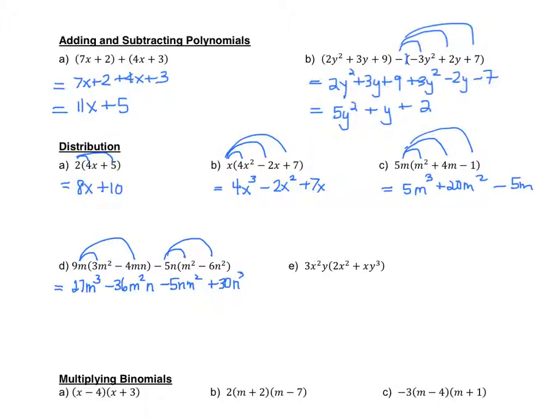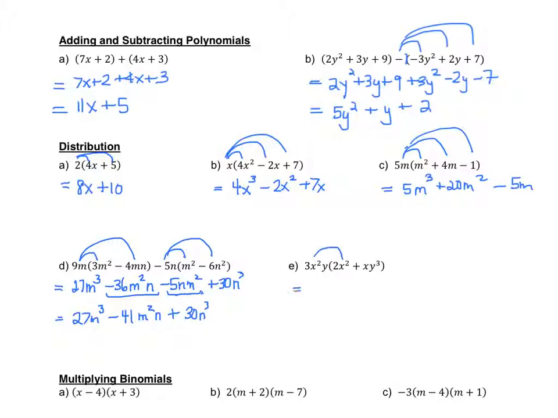Then our middle terms are actually like terms because both of them have an m squared and an n. The order doesn't matter that the variables are written in. So we could group them together. So we'll have 27m cubed. Negative 36 subtract 5 is negative 41m squared n. And then plus 30n cubed is left at the end.